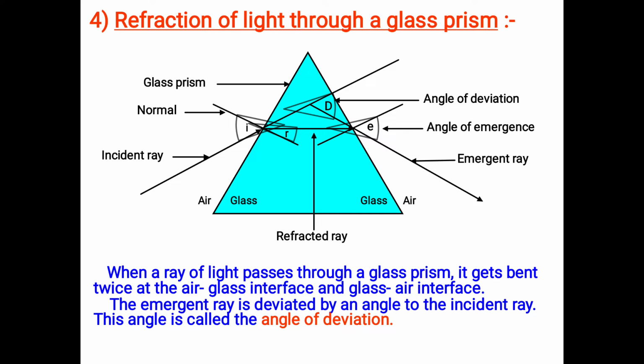And again it moves in this direction and is incident on the second surface of the prism. Here there is also refraction, but this refraction bends the ray away from the normal. So when a ray of light passes through a prism, it gets bent twice, at the air-glass and glass-air interfaces. The emergent ray is deviated from the incident ray by an angle, which is called the angle of deviation.